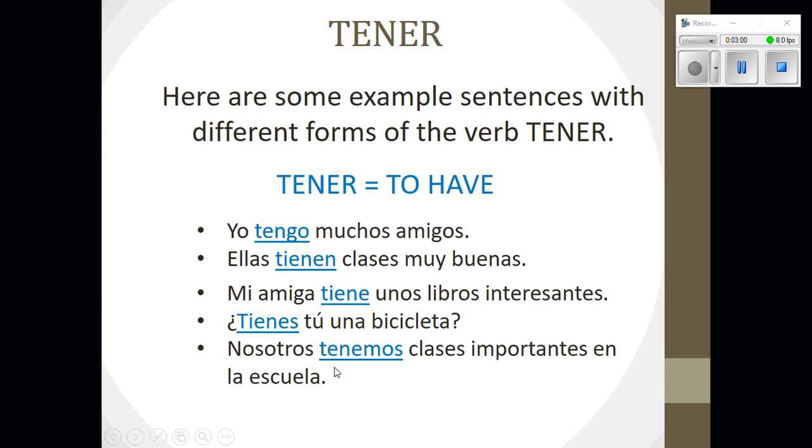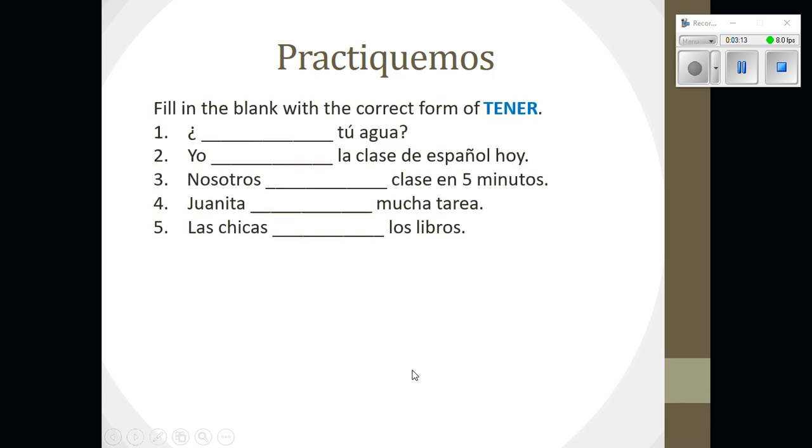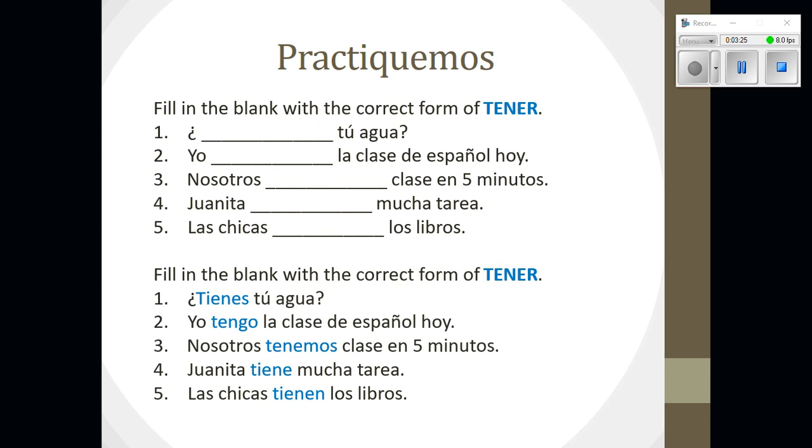Okay, let's look at the last one. Nosotros tenemos clases importantes en la escuela. We have taken tener and we have conjugated it in the nosotros form, tenemos. Okay, practiquemos. I want you to take a minute now and use the chart in part B to fill in the correct forms of the verb tener, and then we'll go through the answers together. All right, so we should have tienes, tengo, tenemos, tiene, and tienen. All right, check your answers.